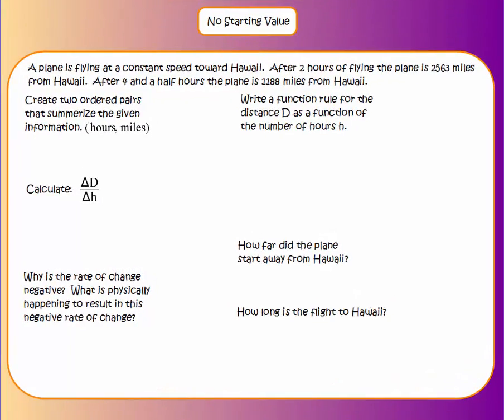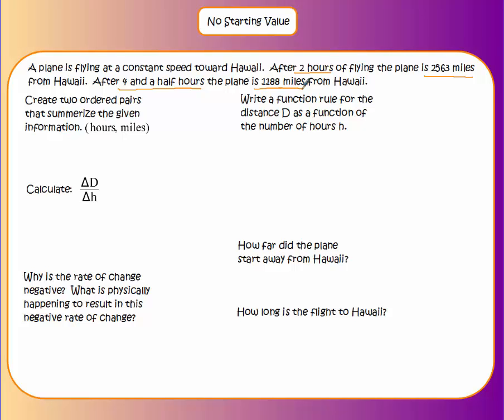What happens if we don't have a starting value? In other words, we don't have that b term that we really want for our y equals mx plus b. All right, here's a real-world example where that would happen. A plane is flying at a constant speed towards Hawaii. After 2 hours of flying, the plane is 2,563 miles from Hawaii. After 4.5 hours, the plane is 1,188 miles from Hawaii.